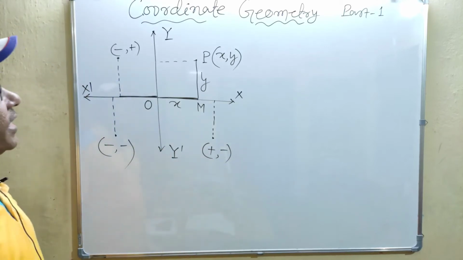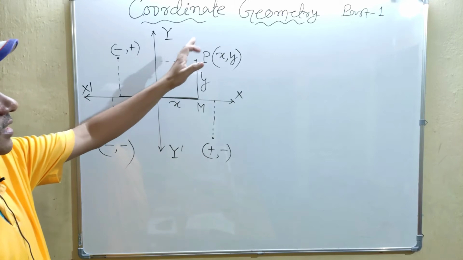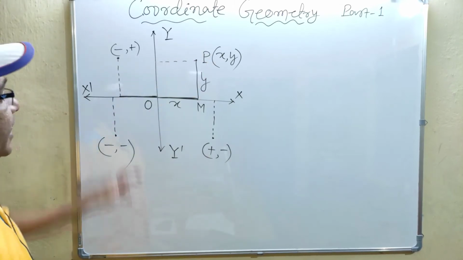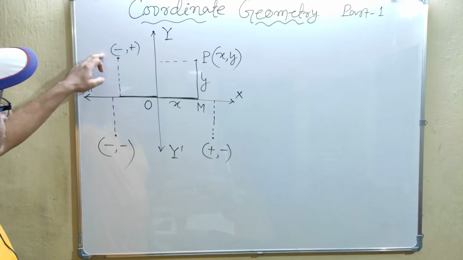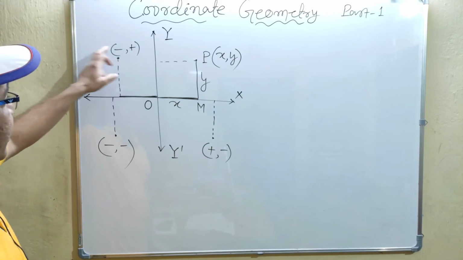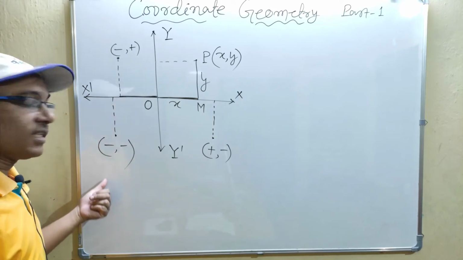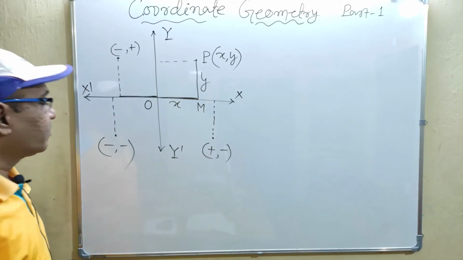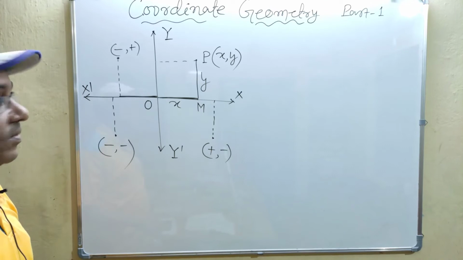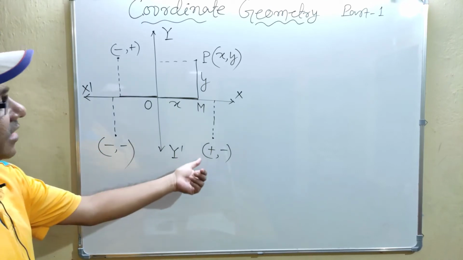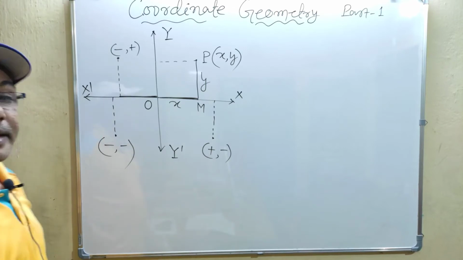So if any point lies in first quadrant, its x and y, both the coordinates will be positive. If any point lies in second quadrant, its x coordinate is negative, y coordinate positive. If any point lies in third quadrant, its x and y, both the coordinates are negative. If any point lies in fourth quadrant, its x coordinate is positive but y coordinate negative.